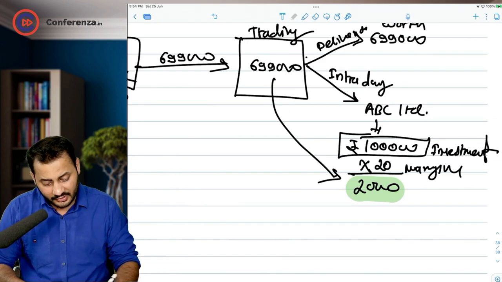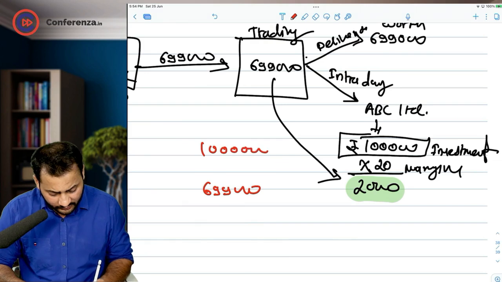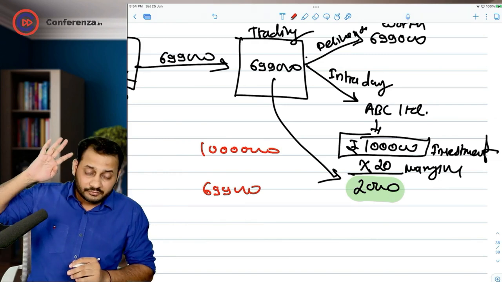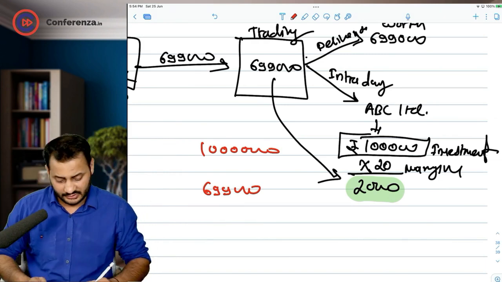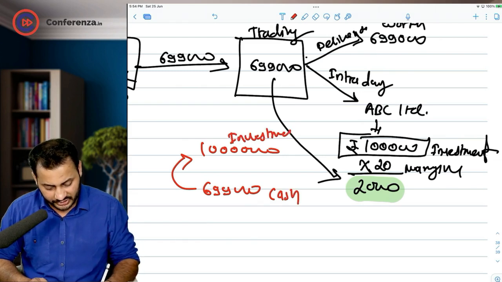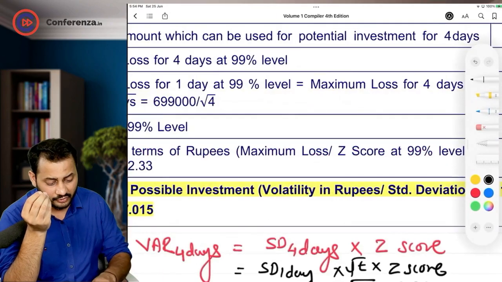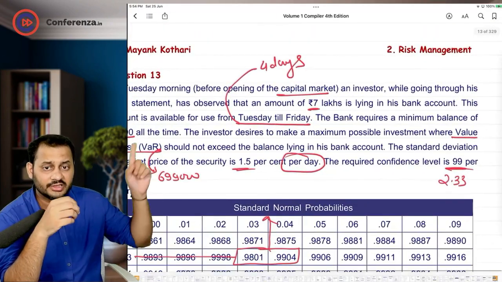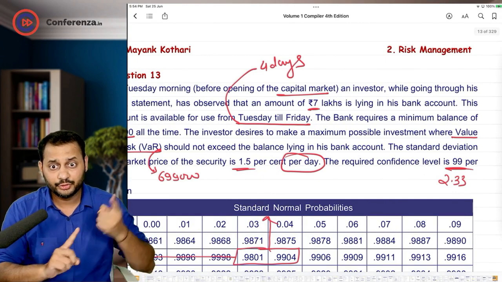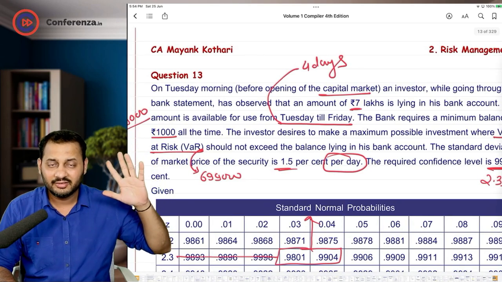In a similar manner, we are saying that with 6,99,000 rupees we can create an investment of 1 crore over a period of 4 days. This is just one day, my brother. 4 days. Yes, this is the margin. This is actual cash, and this will be your investment position. This is done for the purpose of intraday trading, and anyhow the question clearly says that you can use this much of the amount from Tuesday till Friday. That means after Friday you should be back in the bank account with this much of the amount, right?